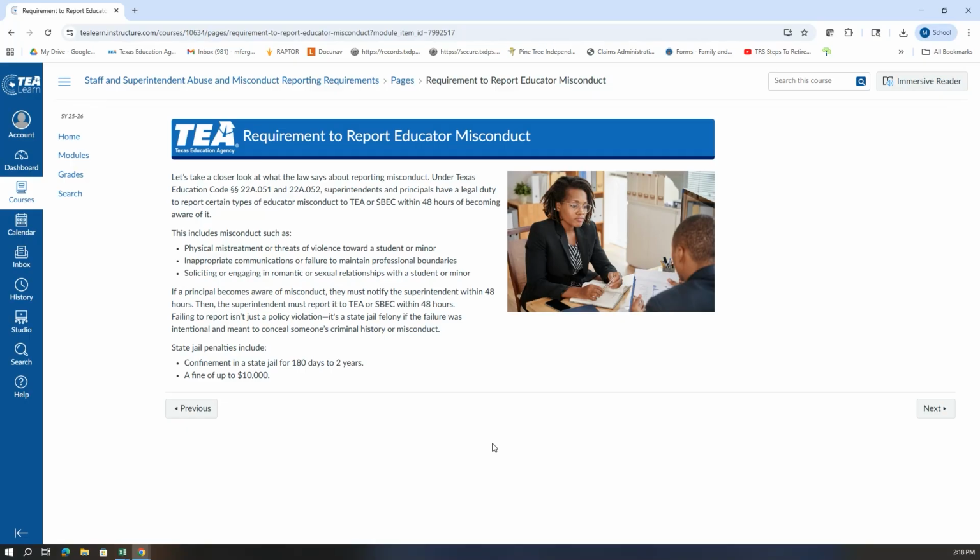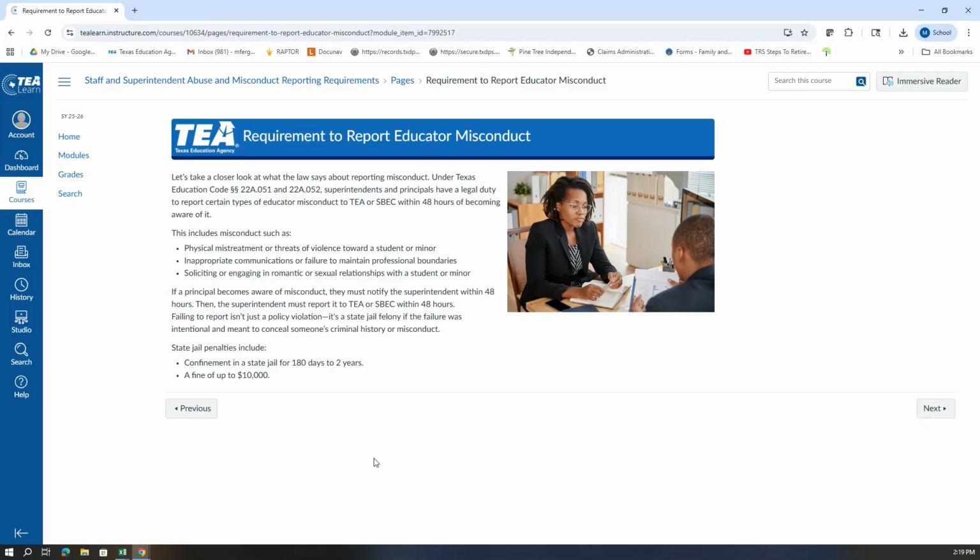This includes misconduct such as physical mistreatment or threats of violence toward a student or a minor, inappropriate communications or failure to maintain professional boundaries, soliciting or engaging in romantic or sexual relationship with a student or minor. If a principal becomes aware of misconduct, they must notify the superintendent within 48 hours. Then the superintendent must report it to TEA or SBEC within 48 hours.